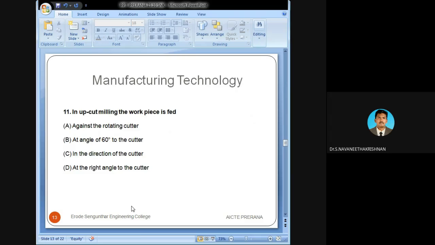Option A is against the rotating cutter. Option B is at an angle of 60° to the cutter. Option C is in the direction of the cutter, and option D is at a right angle to the cutter. So these are the four options given for upcut milling. How will the workpiece be fed against the tool? Tell me which one is the correct answer.